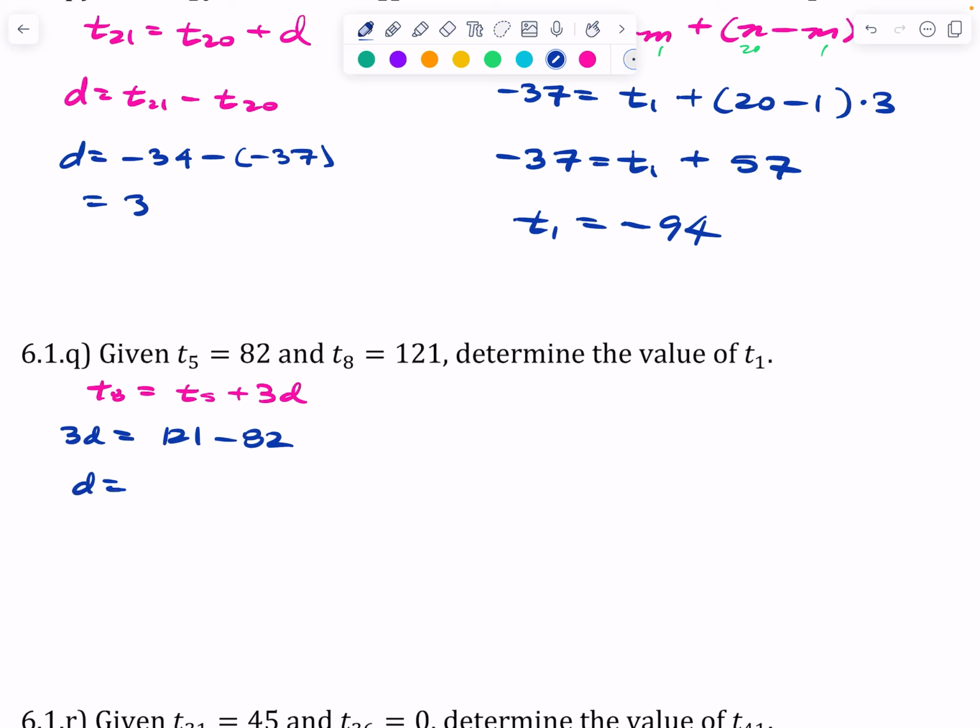You can use your calculator there to figure things out. Subtract 82 from 121, get some number, divide it by 3. I think 121 minus 82 is 39, but again, calculator unit, so you can use that. And then 39 divided by 3 gets you a difference of 13.